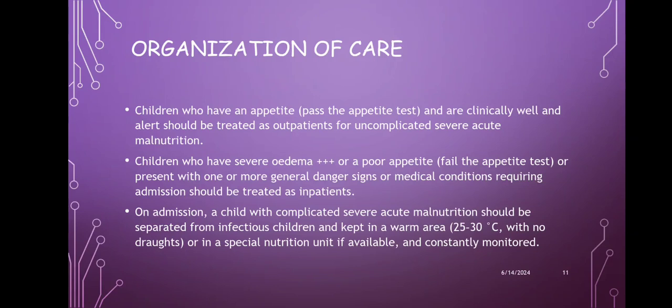On admission, a child with complicated severe acute malnutrition should be separated from an infectious area and should be kept in a warm area, whereby the temperature should be maintained between 25 to 30 degrees Celsius with no draught, or in a special nutrition unit if available, and the patient should be constantly monitored.